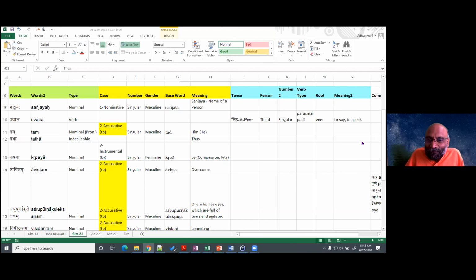There is a question: Swamiji, I noticed you did not include the voice, active and passive voice column for the verb. Is there a reason? I would put that in the comments whenever there is a passive voice. Generally it's active, so I did not want to put another column, but this is a valid element in order to understand a sentence.